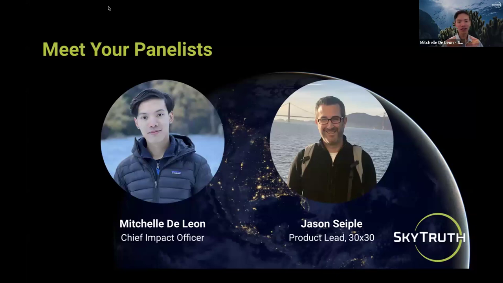Thanks, Sarah. Hi, everyone. My name is Mitchelle DeLeon. I'm the Chief Impact Officer of SkyTruth. And as Sarah noted, I'm joined by my colleague, Jason Seiple, who serves as the product lead for our 30 by 30 progress tracker. So for today's webinar, we'll be providing an overview of our 30 by 30 progress tracker. But before we get into that, I'll provide a high-level overview of SkyTruth, as well as why we decided to build this tool.